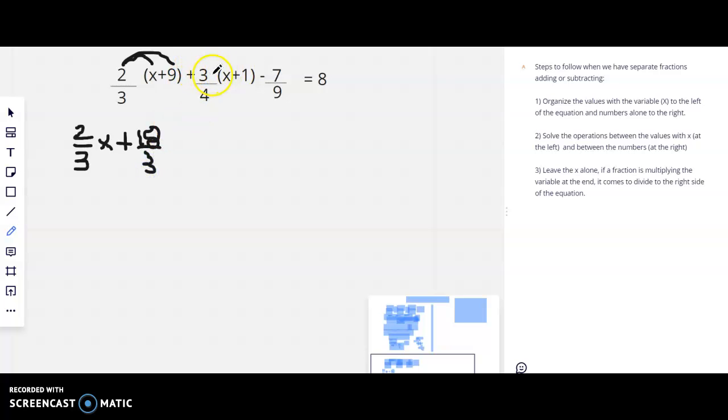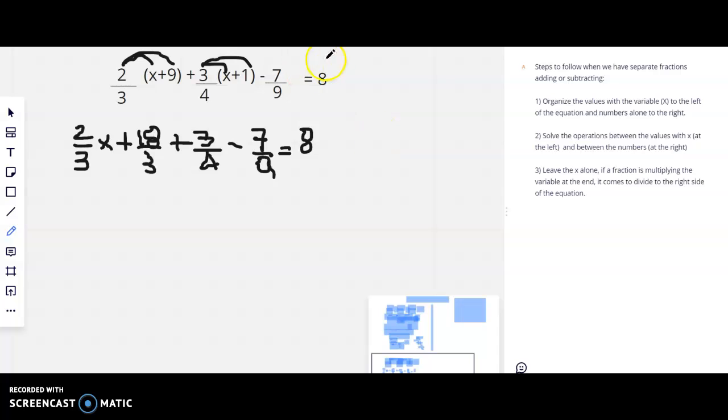Now, we continue with this operation. 3 over 4 times x and 3 over 4 times 1. So plus times plus will be plus 3 over 4. All right. Now we have minus 7 over 9, equals 8.